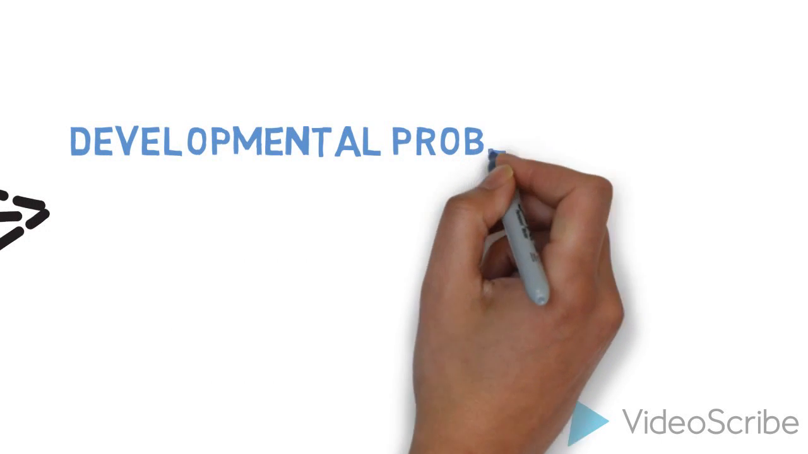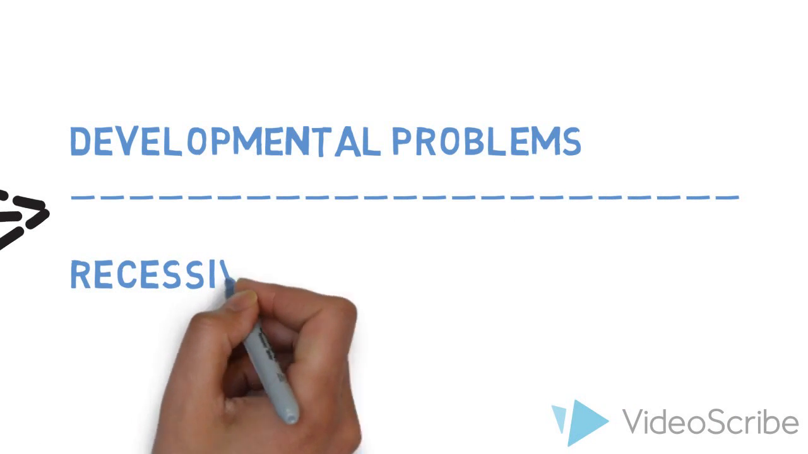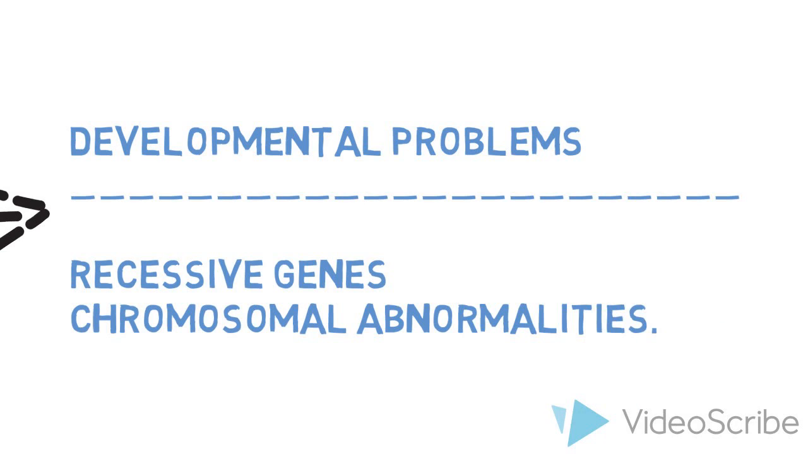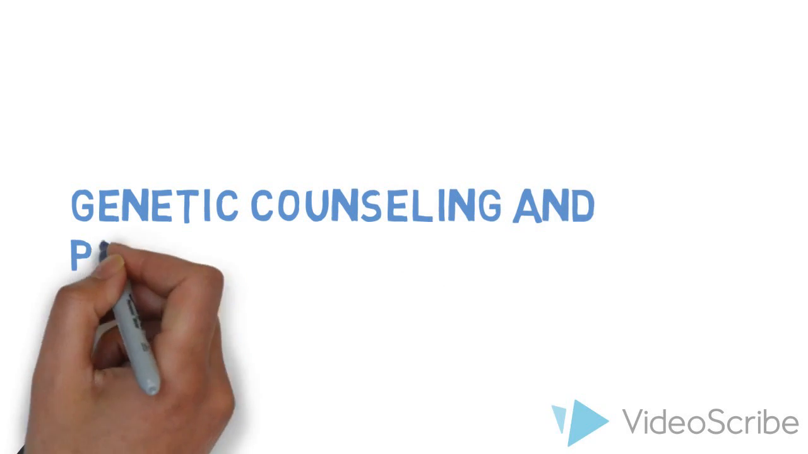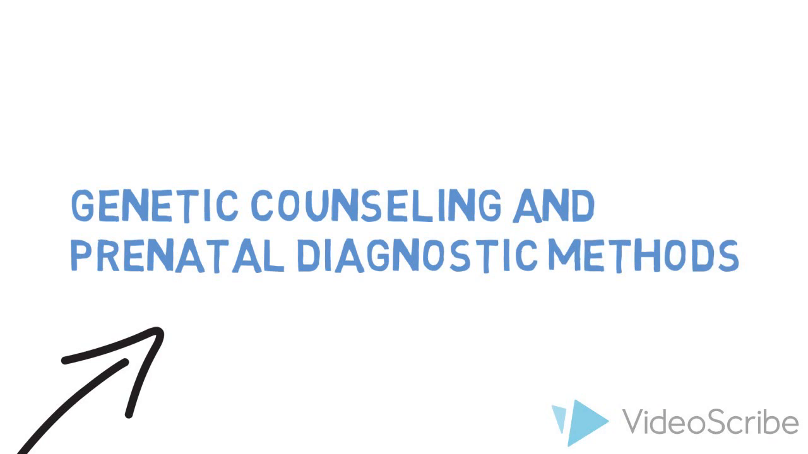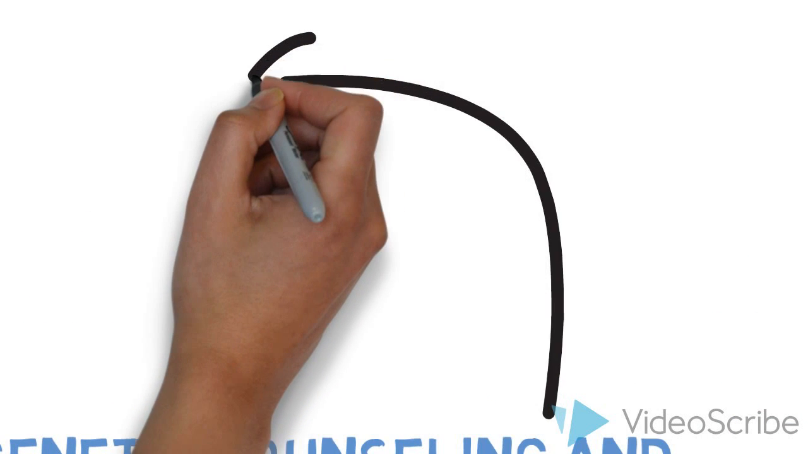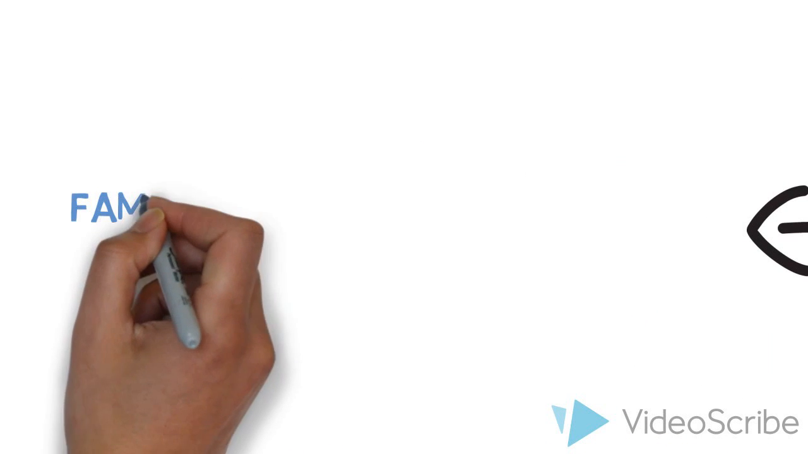Serious developmental problems often result from inheritance of harmful recessive genes and from chromosomal abnormalities. Fortunately, genetic counseling and prenatal diagnostic methods make early detection of genetic problems possible. Many families turn to adoption, and most adoptees ultimately fare well despite some challenges.